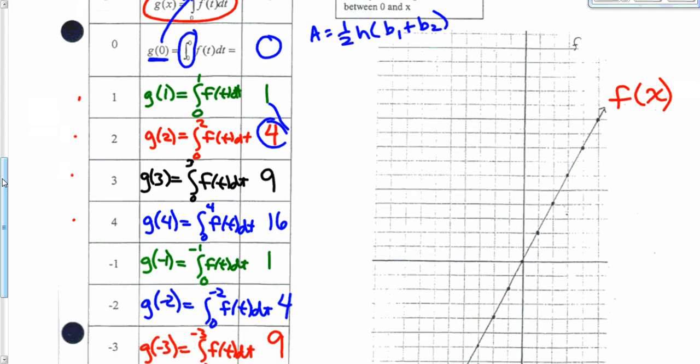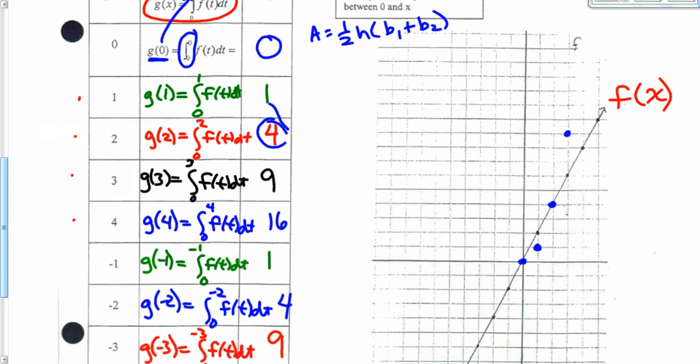Let's start plotting some points. I'm going to plot this in blue. g of 0 is 0, so when x is 0, g is 0. g of 1 is 1. When x is 1, g is 1. g of 2 is 4. When x is 2, g is 4. And g of 3 is 9, so when x is 3, I'm at 9. If you notice, those are all square numbers. Here we have 1 squared, 2 squared, 3 squared, which is our parabola, or a quadratic.